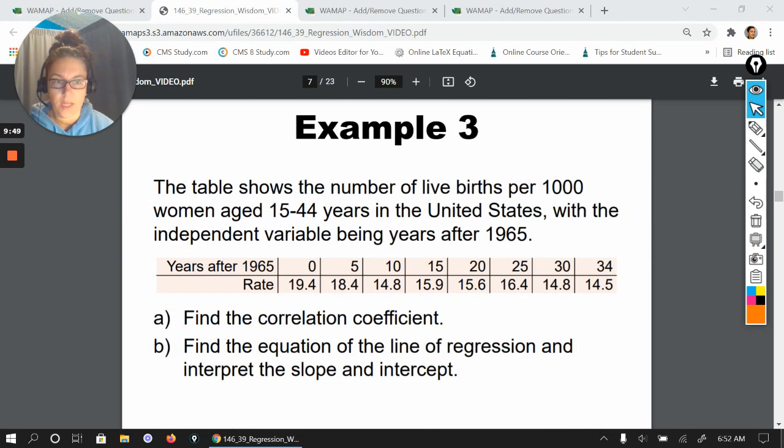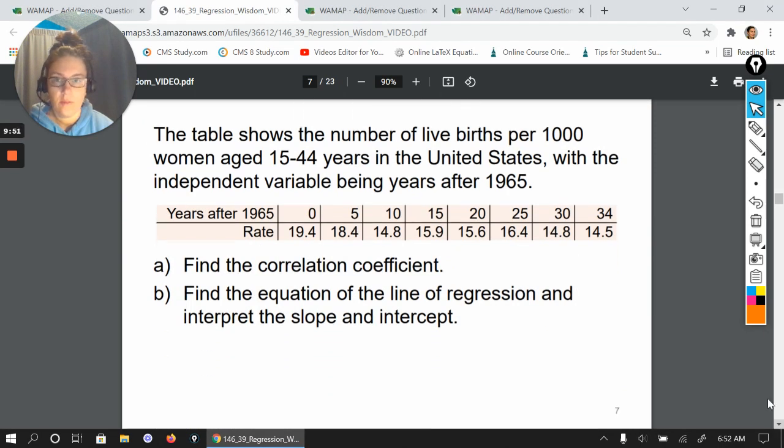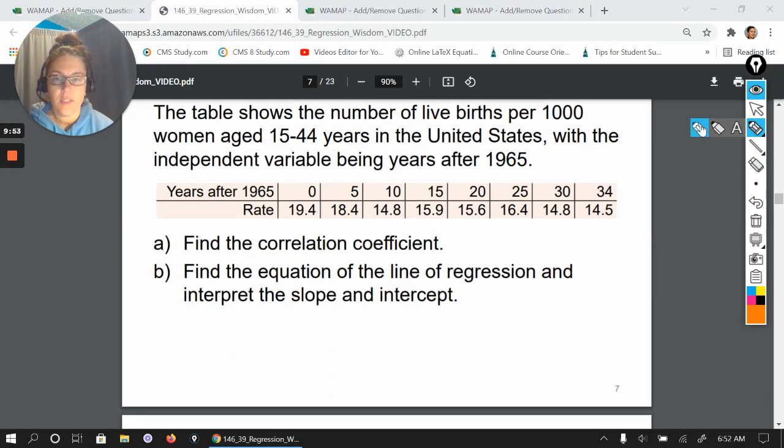Here's example 3. The table shows the number of live births per 1,000 women ages 15 through 44 years in the United States, with the independent variable being years after 1965. So part A says find the correlation coefficient. So in this example, we will call X the number of years, and we will call Y the rate.